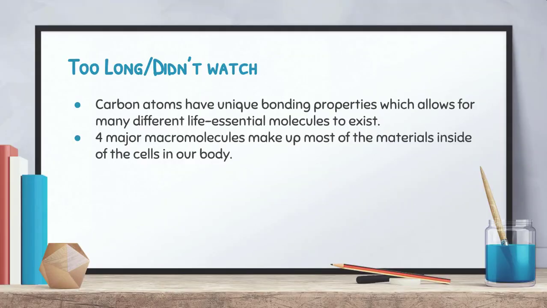So hopefully you have a basic understanding of all of these different macromolecules. I know I throw a lot of information at you very quickly, but we are going to spend an extensive amount of time in class working on understanding what these macromolecules are and what they do inside of our bodies. So keep in mind that carbon atoms have unique properties which allow for many of the life essential molecules to exist, and that the four major macromolecules make up a good majority of the materials that are inside of the cells in our body.